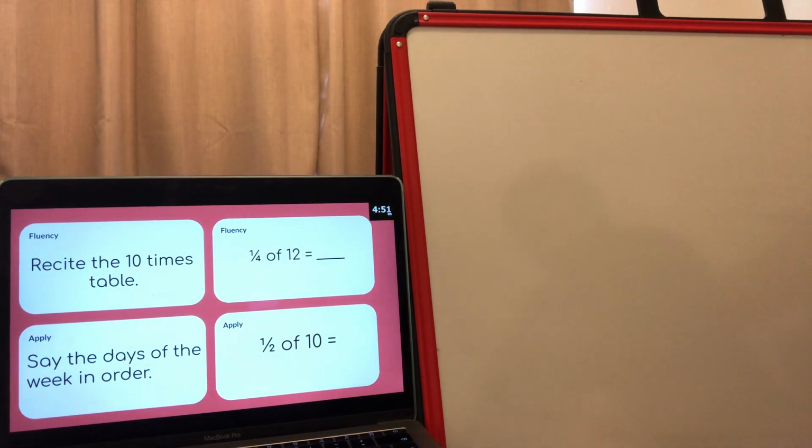You ready? 0 times 10 equals 0, 1 times 10 equals 10, 2 times 10 equals 20, 3 times 10 equals 30, 4 times 10 equals 40, 5 times 10 equals 50, 6 times 10 equals 60, 7 times 10 equals 70, 8 times 10 equals 80, 9 times 10 equals 90, 10 times 10 equals 100, 11 times 10 equals 110, 12 times 10 equals 120.